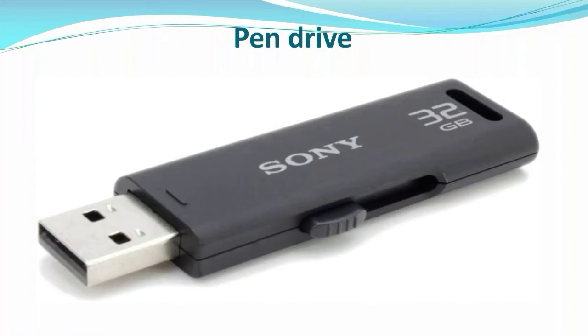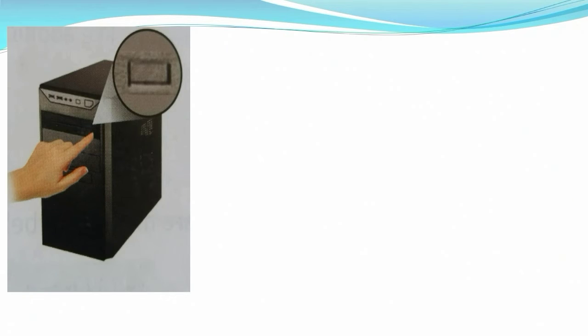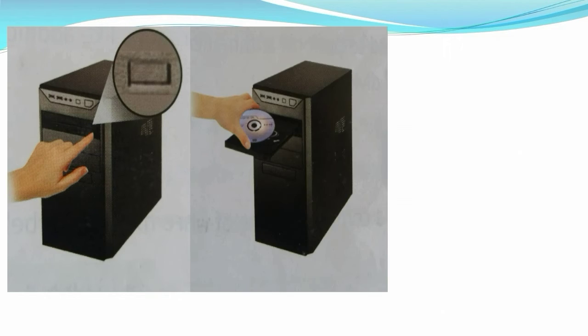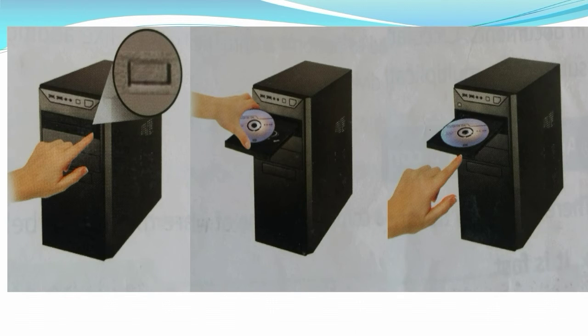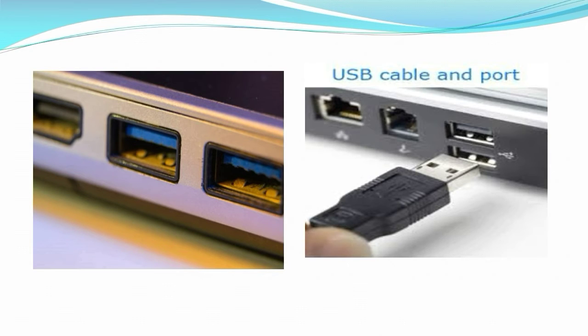To insert a CD or DVD in a computer, follow these steps. Press the eject button of the disk drive to open the tray. Place the CD or DVD in the tray. Press the eject button again or push the tray in to close the tray. To insert a pen drive in a computer, follow these steps. Find the USB port to insert the pen drive. Insert the pen drive in the port.